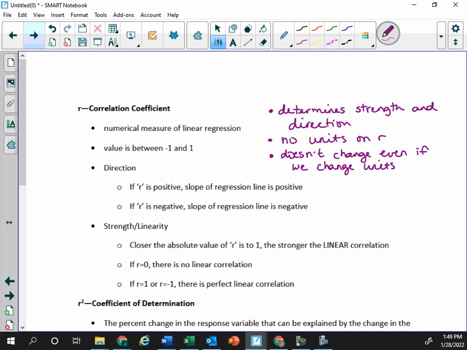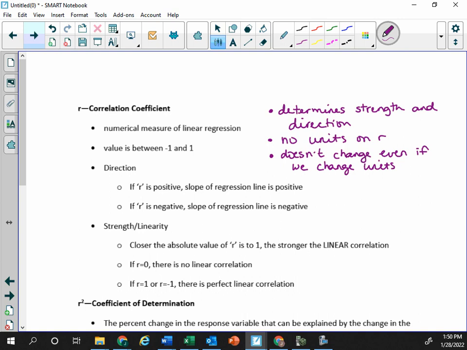And then as far as the strength of the R value, the closer your R is to 1, the absolute value of it, the stronger the linear correlation is. If R is 0, you have no linear correlation. That'd be like just a cloud of dots. If it's equal to 1 or -1, your data formed a perfect line. If you're using real world data, it's super unlikely that you're going to see an R value of 1 or -1.